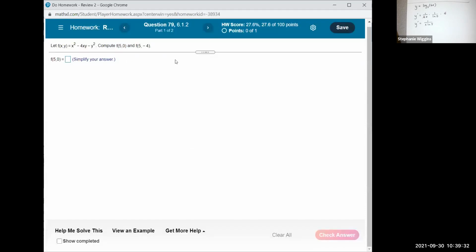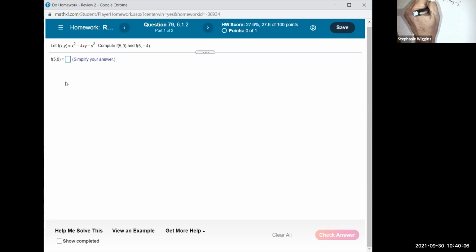Okay, we're getting down here to the wire. We've got 6.1, pretty simple section to do. All you're doing is plugging in numbers. So I'm not going to do both of these just to save time. We have f of xy, and we're given x squared minus 4xy minus y squared. Don't miss this problem because it's so simple. And why not? Don't give up points like that when you have an easy problem like this.